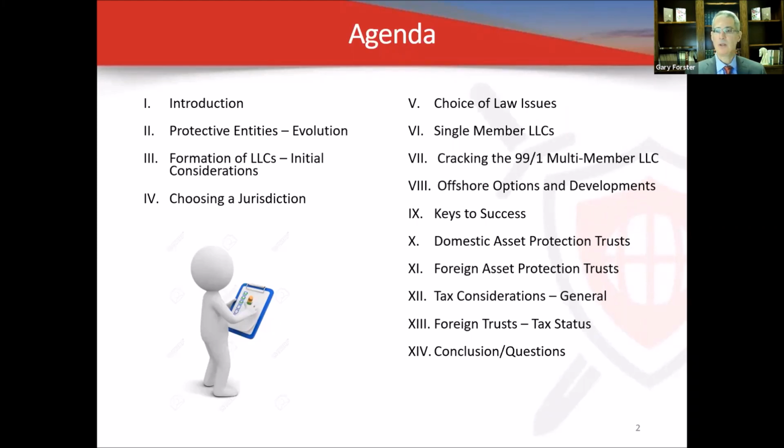Then we'll get into LLCs. What are some of the considerations? Which jurisdiction should we use and why? It's not always the same jurisdiction for a particular corporate or planning matter. Different jurisdictions have different characteristics, which you have to be aware of given the particular situation. That's related to this choice of law issue.